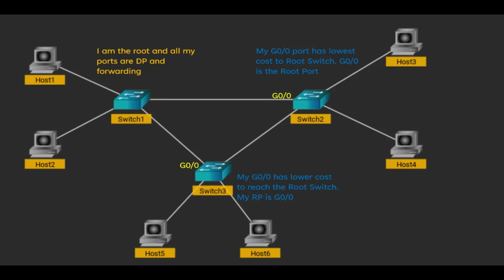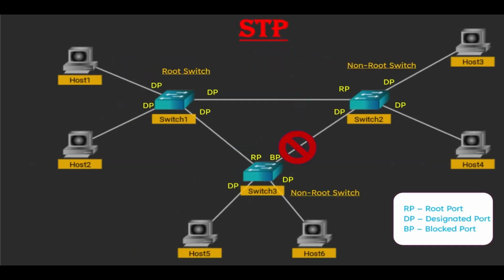Now, switches 2 and 3 need to decide the blocking port to block the redundant link, preventing the loop. At the end, switch 3 blocks its port connecting to switch 2, thereby blocking the redundant link. Switch 2's port could have been the blocked port, however, its root cost is less.